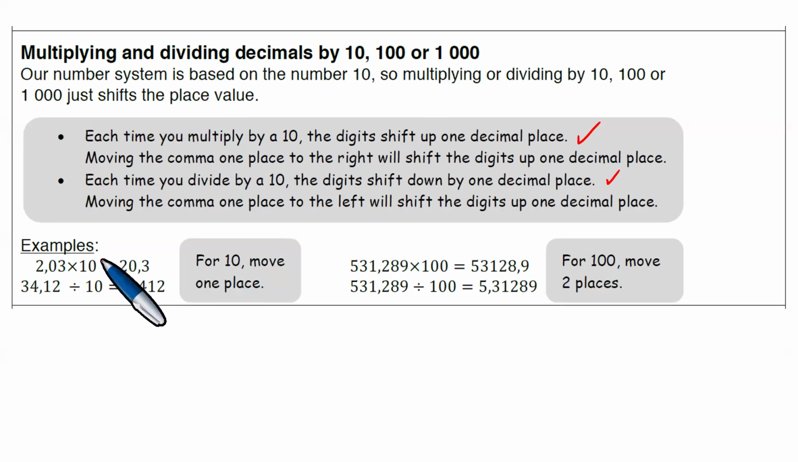Let's look at some examples. Now, 2,03 times 10 is actually 20,3. So you're multiplying by 10, so you move the decimal place once to the right. 34,12 divided by 10, you move the decimal place 1 place to the left, becoming 3,412.